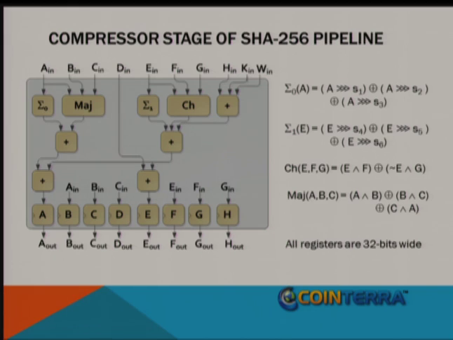At every stage, new values for the word A and E is computed using this complex math. The result is stored in register A and register E for the new values, and the remaining registers B, C, D are simply a staging register for previous values of A, and registers F, G, and H are staging registers for the previous values of E.